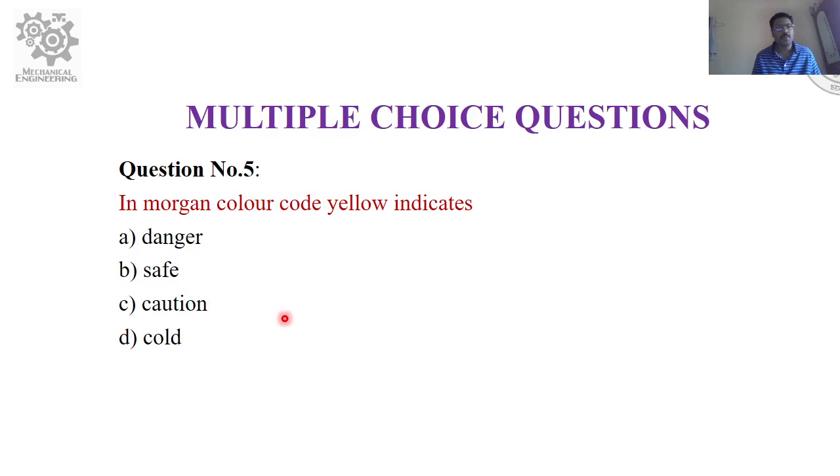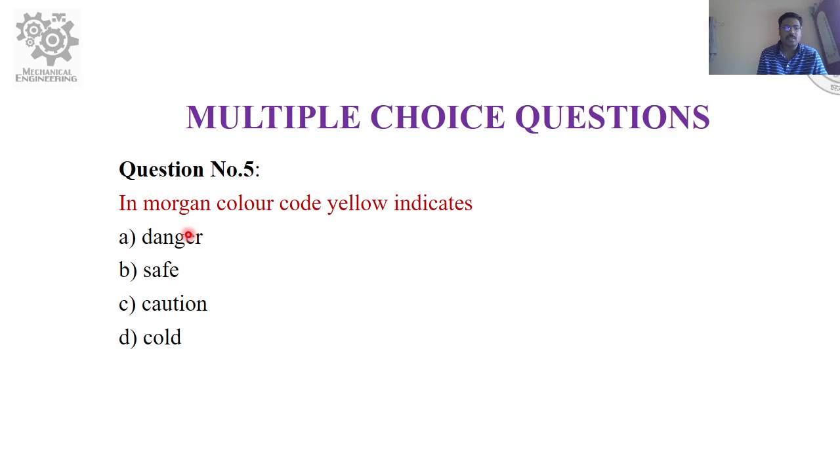We go for the fifth question. Question number 5 here. In Morgan color code, yellow indicates. I will repeat the question once again. In Morgan color code, yellow indicates. So observe neatly here.